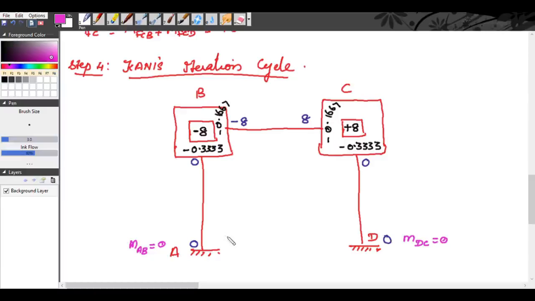Now we have MBA. So we have to find small m BA, small m BC, small m CB, and small m CD. So we will write this small m CD this side, and we will write small m BA to the other side.